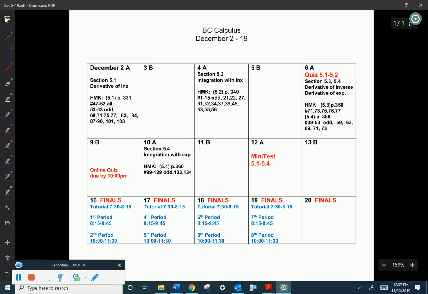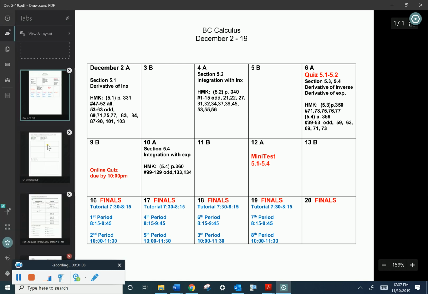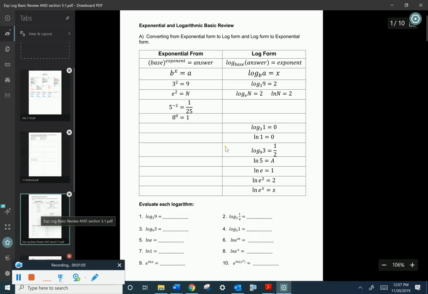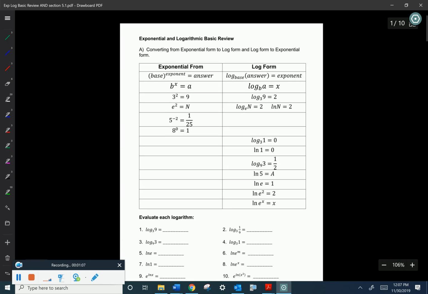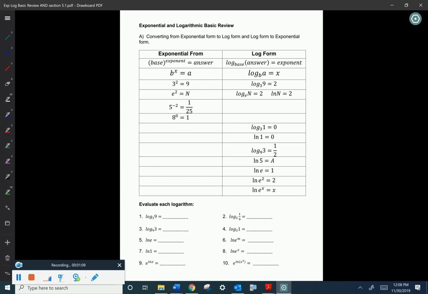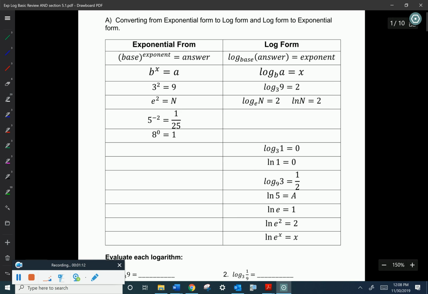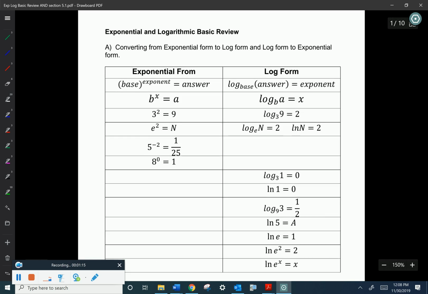So before we can start chapter 5, we need to do a little prerequisites review, because chapter 5 is all about exponential and log functions. And so you need to remember all of your Algebra 2 and pre-calculus related to these before we can start on the calculus. So let's do a quick look. A couple things we need to remember. First of all, how to convert back and forth from exponential to log or log to exponential.